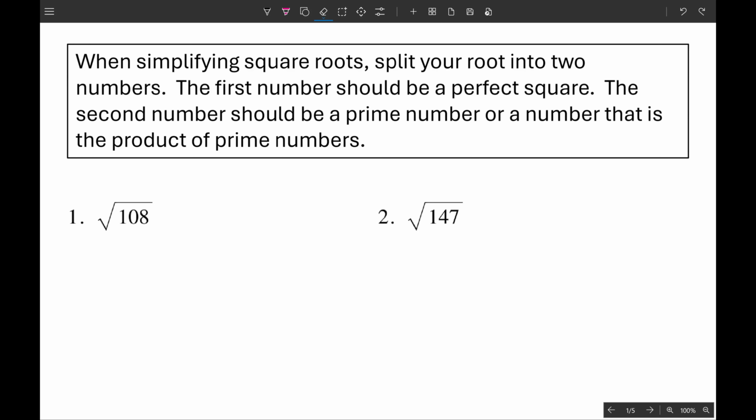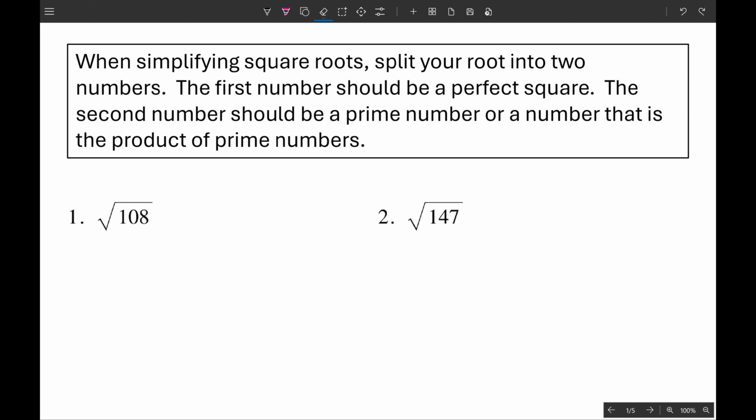In this lesson, we are going to talk about reducing square roots. When you are simplifying square roots, you are going to split your root into two numbers. The first number should be a perfect square, and the second number should be a prime number or a number that is the product of prime numbers.